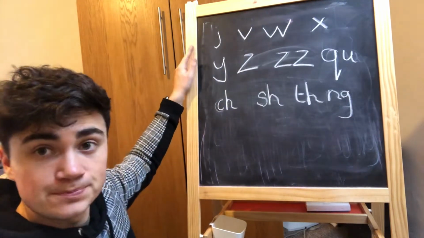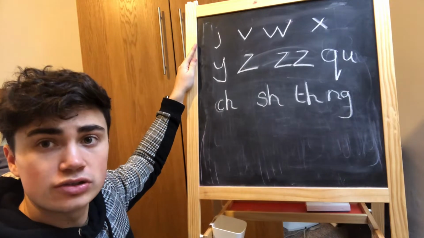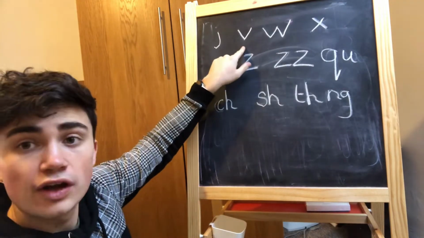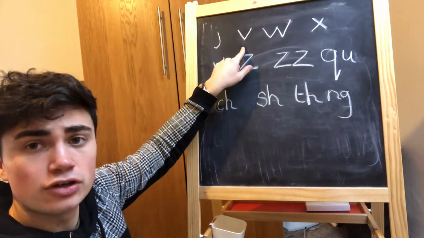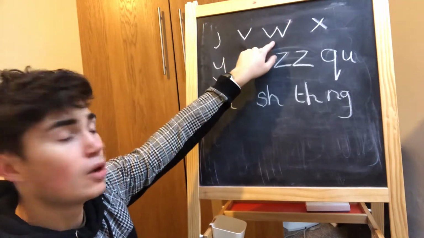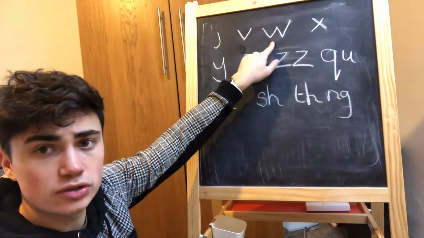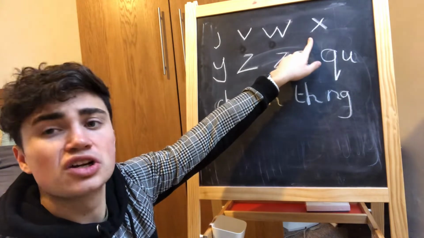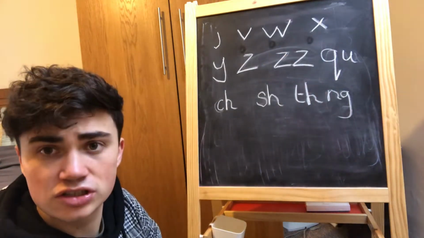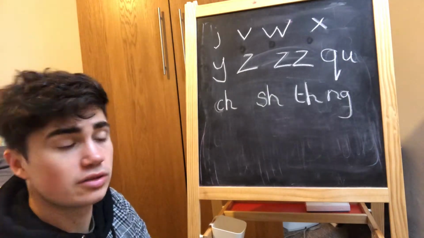What's that phoneme? J. My turn. J. Your turn. Well done. V. My turn. V. Your turn. Well done. Ooh. My turn, ooh, your turn. X, my turn, X, your turn. My turn, X, your turn. Well done.